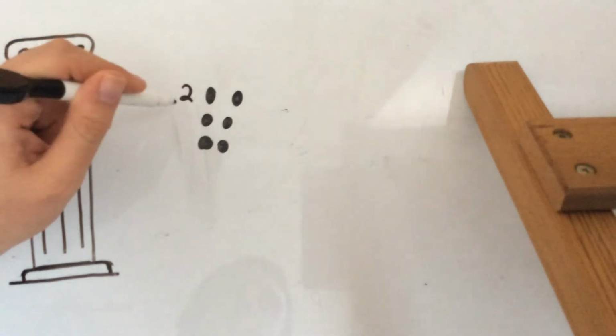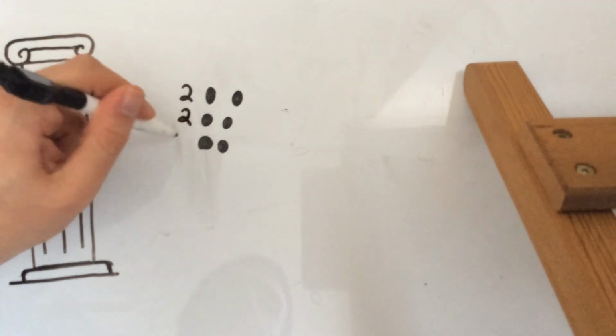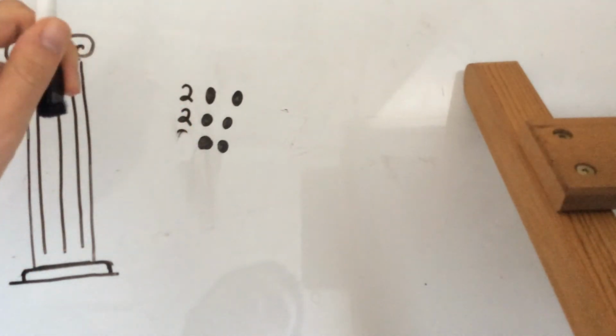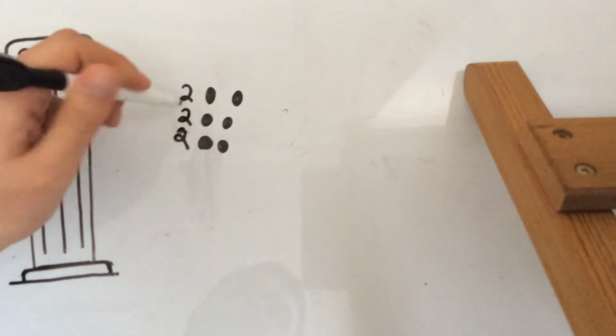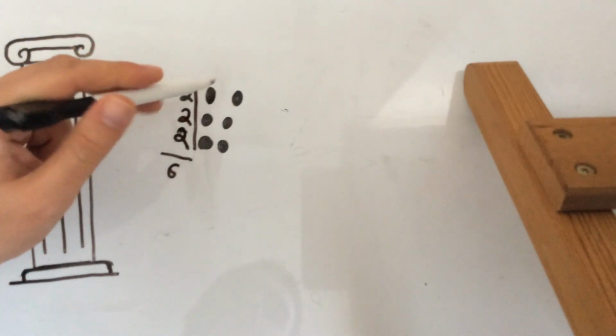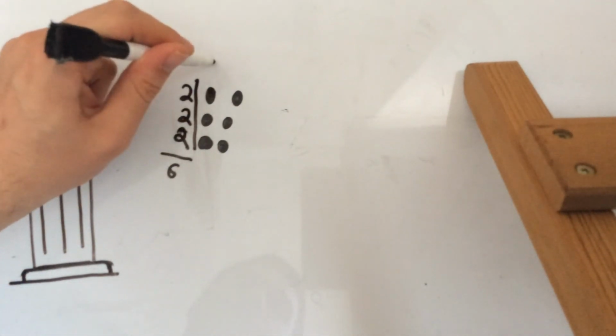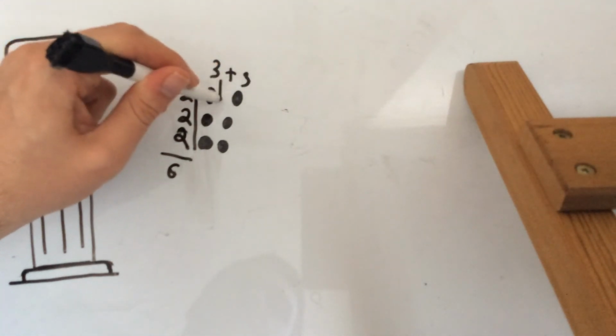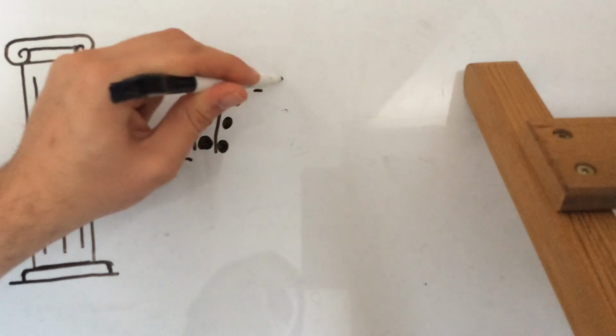I'll count in 2s now. 2 plus 2 plus 2 equals 6. Or I can count in terms of columns. 3 plus 3 equals 6.